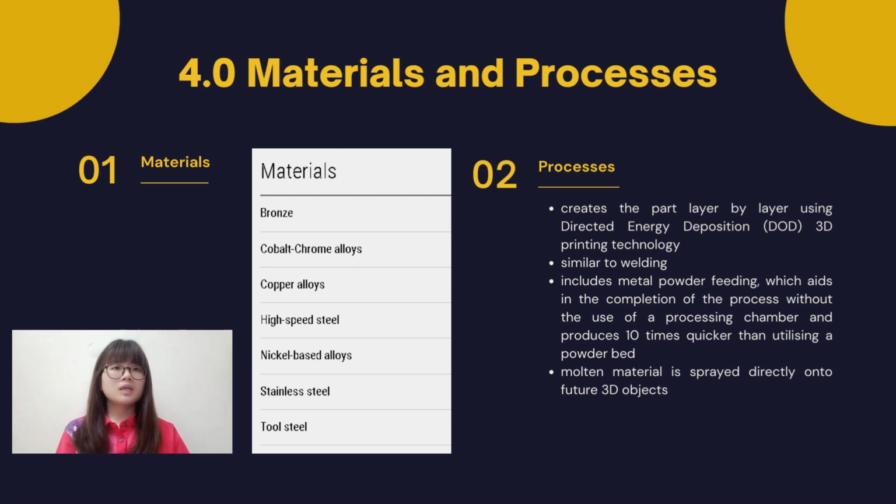There are many materials for the DMG Mori Lasertec 65 3D, such as bronze, cobalt chrome alloys, copper alloy, high-speed steel, and so on. The printer creates the parts layer by layer by using DED 3D printing technology. This 3D printing technology is similar to welding, includes metal powder filtering, which aids in the completion of the process without the use of a processing chamber and produces 10 times quicker than utilizing a powder bed.